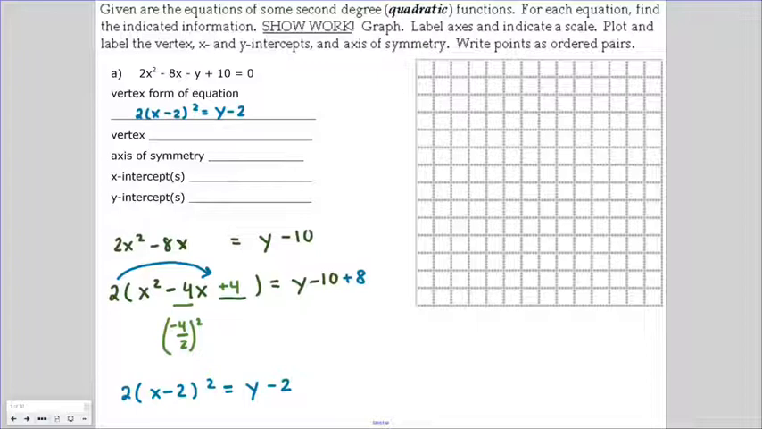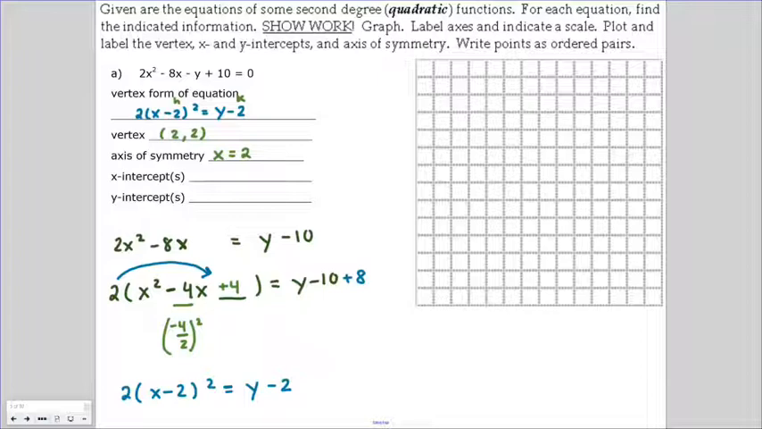Now the vertex is that value h, k. In vertex form, h is always on the inside with x, and then k is on the outside with y. So h, k, our vertex here, is 2, 2. We're going to take the opposite of both of those signs in order to get the correct vertex. The axis of symmetry, then, is that line that divides the parabola in half. This is an upward facing parabola, so we need a vertical line. That is going to be the equation x is equal to, which gives us the vertical line, and it's always just going to be the x coordinate of our vertex. In this case, x is equal to 2.